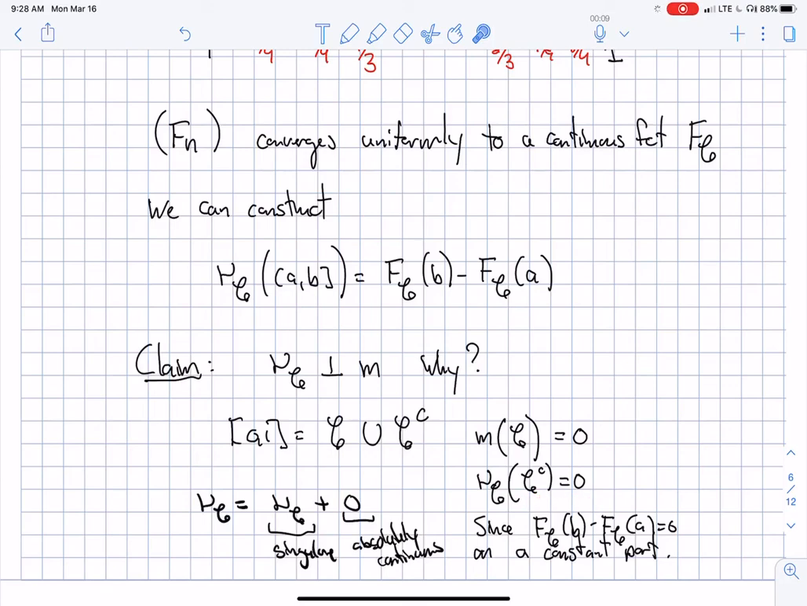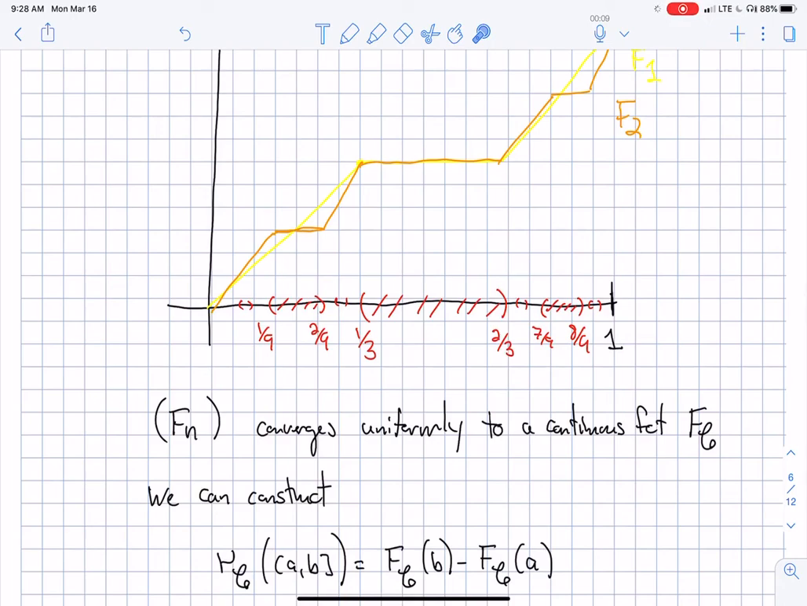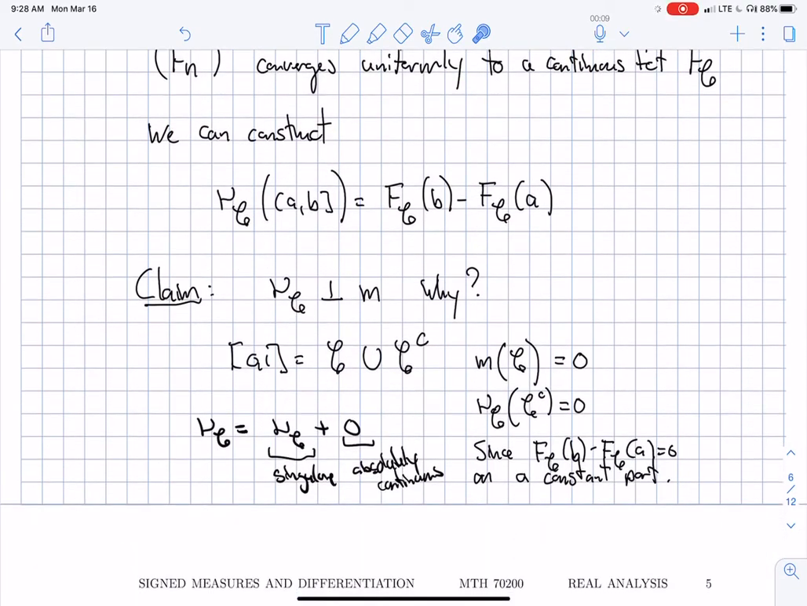Now, to see that, always go back to the generators, intervals (a, b]. So every time you have an interval (a, b], for example, here containing the complement, then f(b) minus f(a) will be 0 because the function is constant on the complement. So same thing here, etc. So that measure is 0 on every generator, so it has to be 0 everywhere. It extends uniquely by Carathéodory.